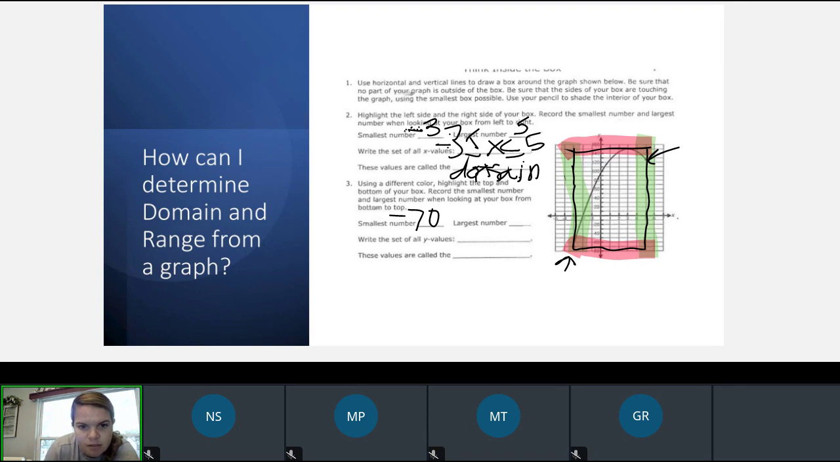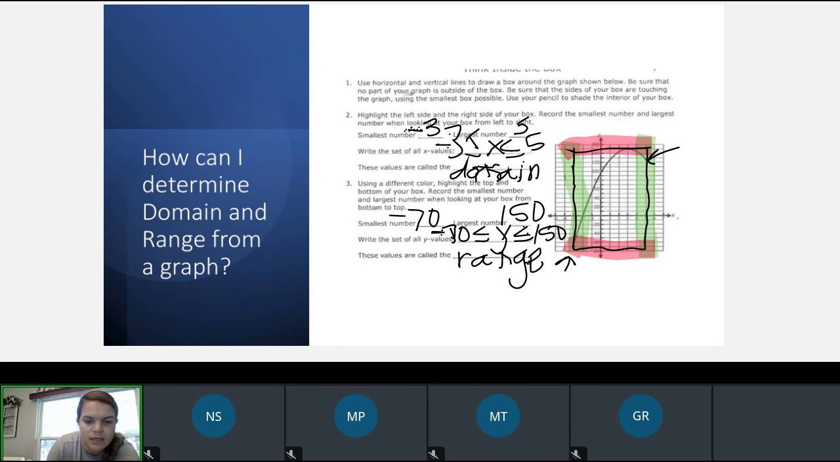My largest number is 150. So -70 to 150 are my possible y values. And we know that all the possible y values are called the range.